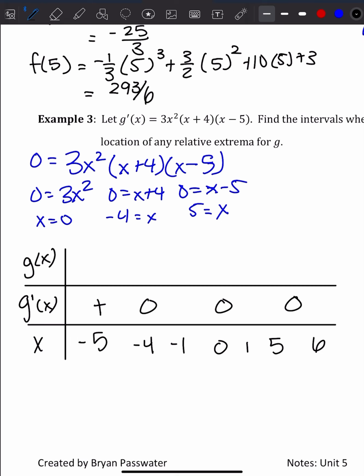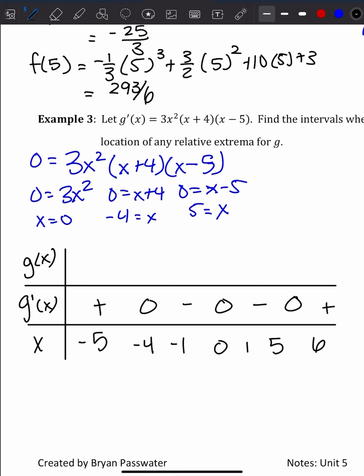We have negative 1. So we know the first part's positive. Negative 1 plus 4 is positive. Negative 1 minus 5 is negative. Positive times a negative is a negative. 1 plus 4 is positive, 1 minus 5 is a negative, positive times a negative is a negative, and if I plug in 6, 6 plus 4 is positive, 6 minus 5 is positive, so everything in there is going to be positive.